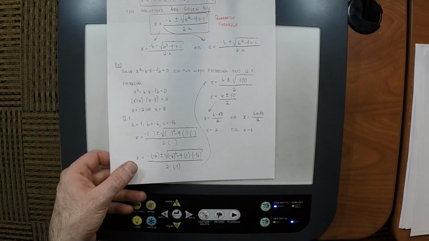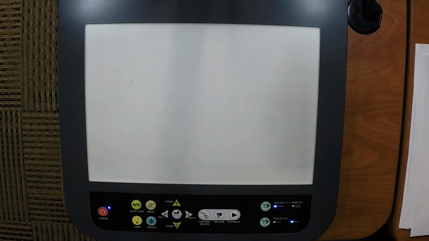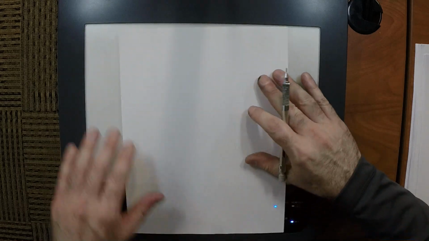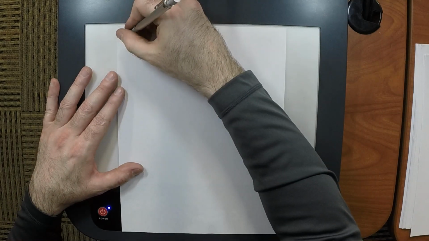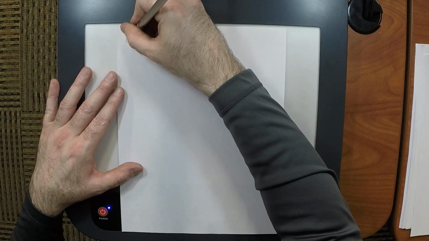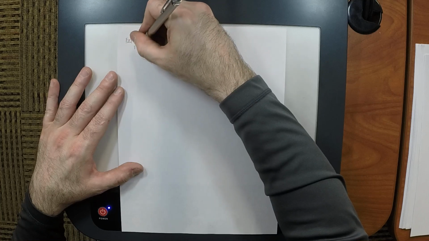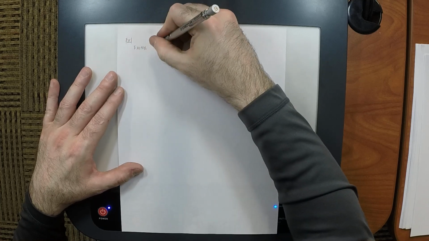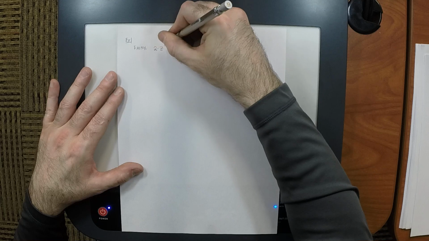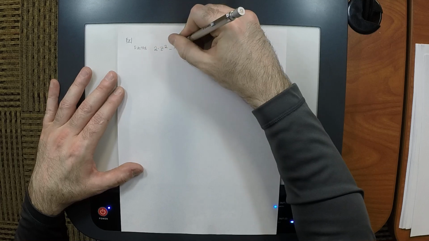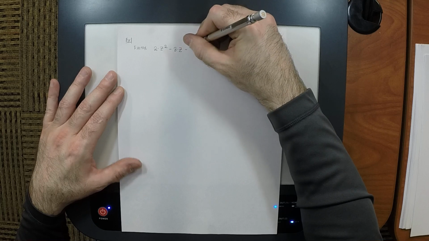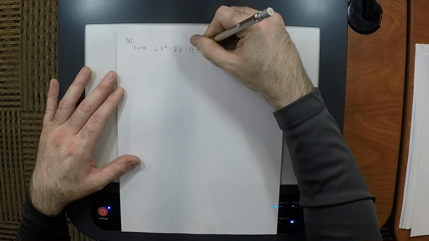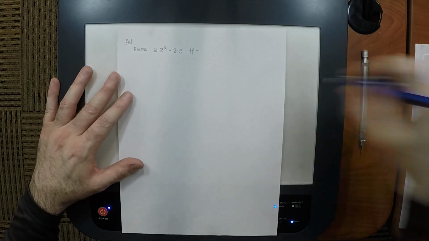All right, one last one. So here's sort of like a prototypical exercise. So please factor 2z squared minus 3z minus 11. Just minus 11.